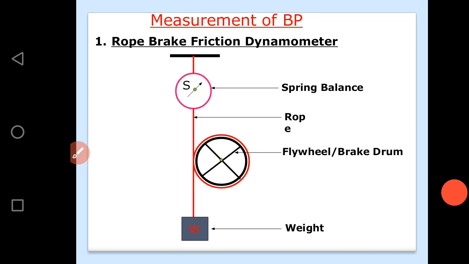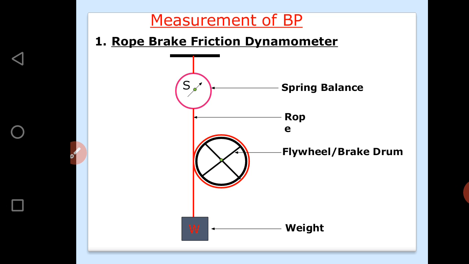Now, we cannot directly measure the indicated power that is produced inside the cylinder. When heat liberation occurs, due to the liberation of heat, pressure acts on the piston during the entire expansion stroke, and the power produced inside the cylinder at that time is called the indicated power.